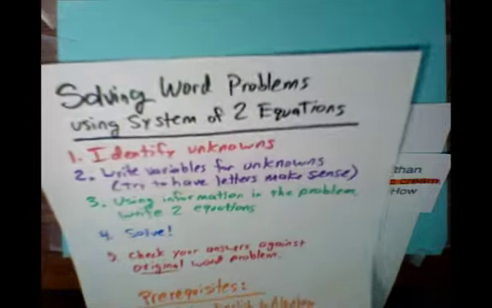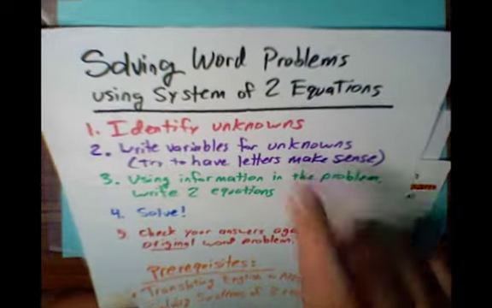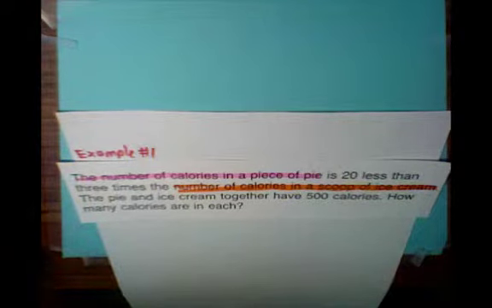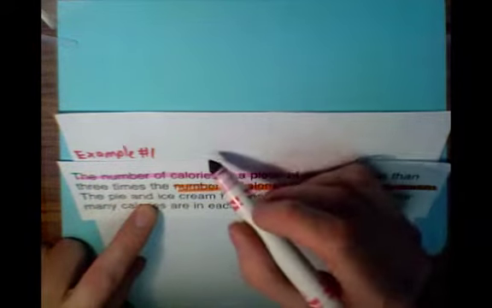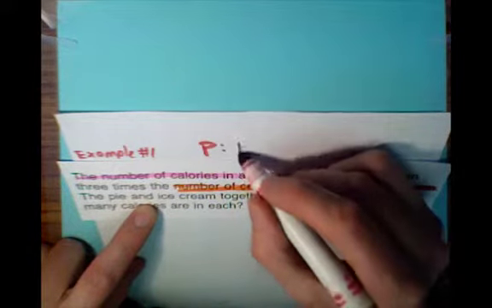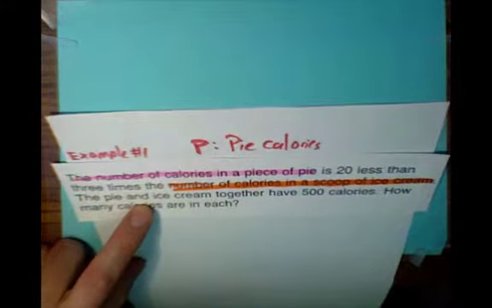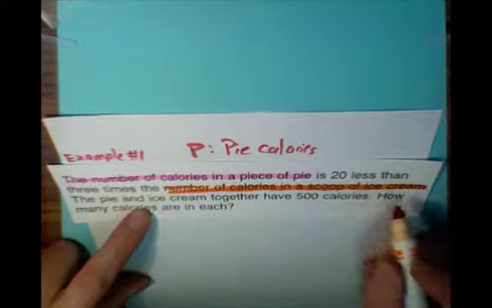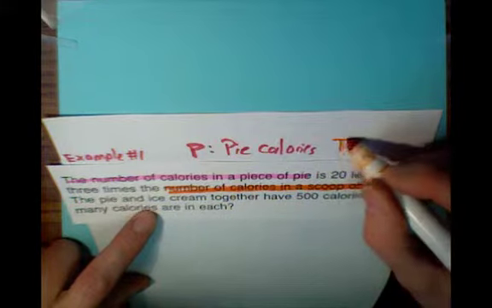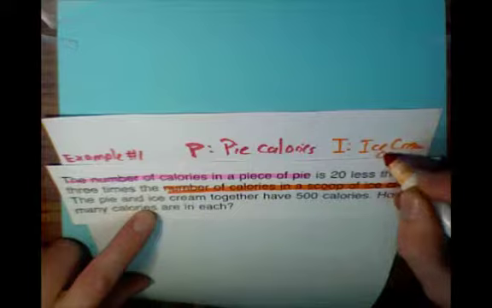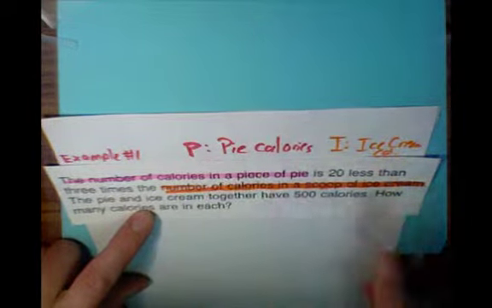Next, we write variables for our unknowns, step 2. Now, we really want to have these variables make sense. So for the number of calories in a piece of pie, we're not going to use C because C is in both. So how about we use P to represent pie calories, and then we can use, say, I to represent the ice cream calories. Right? So P and I are our two variables.